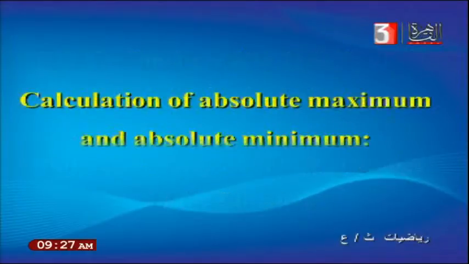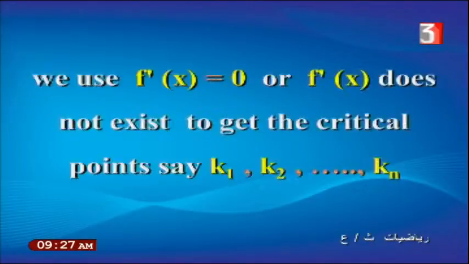Now, calculating the absolute maximum and the absolute minimum. We use f dash x equals 0 or f dash x doesn't exist to get the critical points, say k1, k2, and so on up to kn, such that k1, k2, up to kn belong to the closed interval a and b.